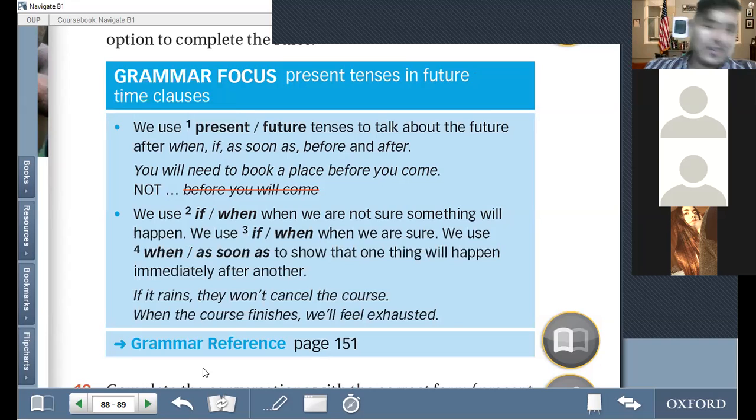Okay, conditionals too. Remember, keep it basic, as I was saying at the beginning, ladies and gentlemen. Remember, the if part, or the condition, uses the simple present. That part uses the present tenses. The second part, which is the result, uses the future and describes the possible result, okay?